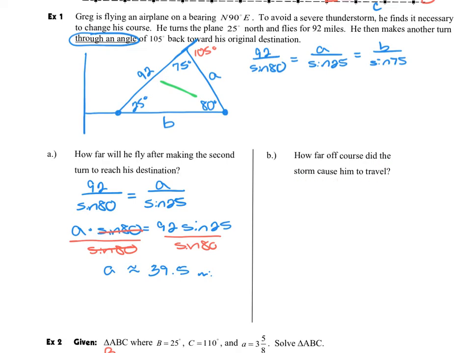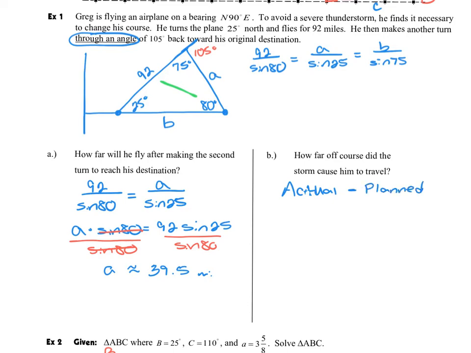Now the next question that we want to answer is how far off course did the storm cause him to travel? That means that we want to compare how far did he actually go, this 92 plus this side A, compared to what he would have done if he hadn't had to turn. So what we're doing mathematically here is we're looking at what did he actually travel. Okay, we've got our actual travel minus his planned travel.